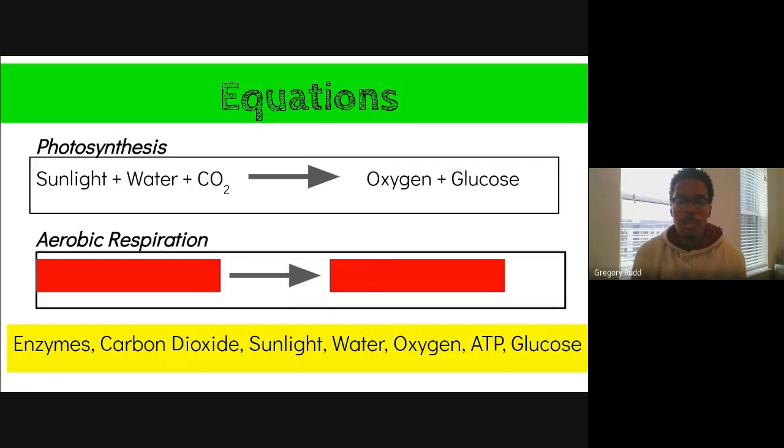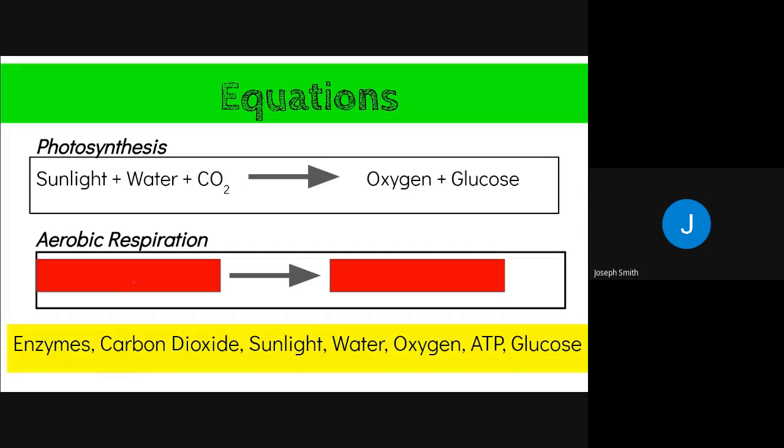So for those of you who are kind of unsure about these answers, please make sure that you are writing down these very simplified versions of the reactions. Please make sure you're writing it down. So photosynthesis uses sunlight, water, and carbon dioxide to make oxygen and glucose. Aerobic respiration, on the other hand, what does it use? Enzymes. ATP.